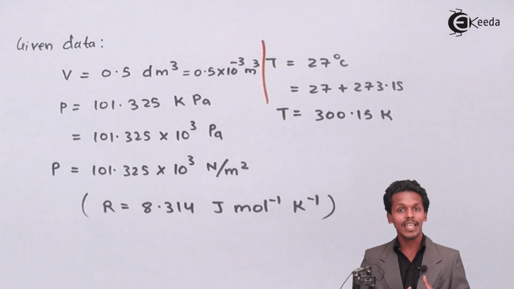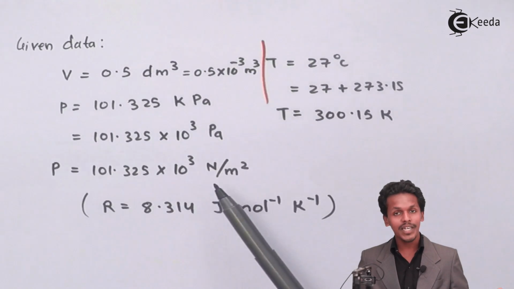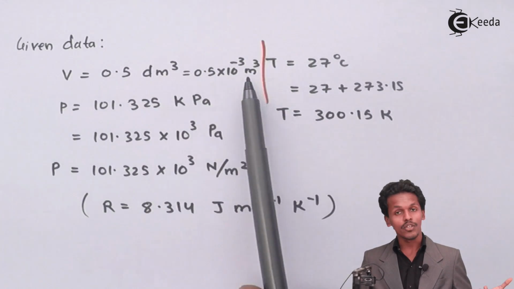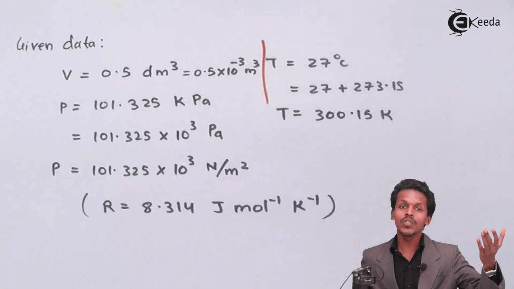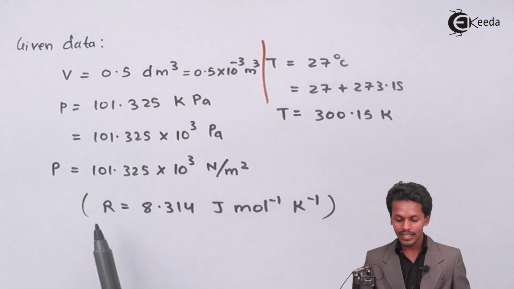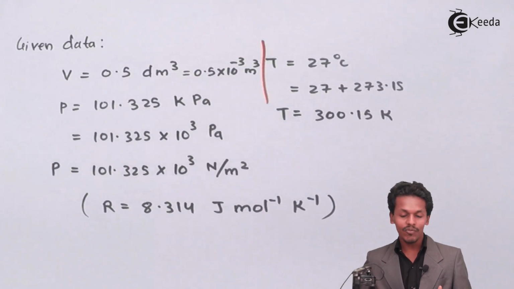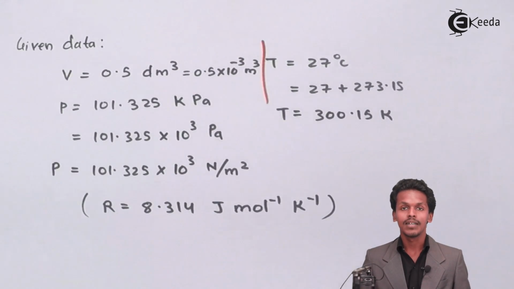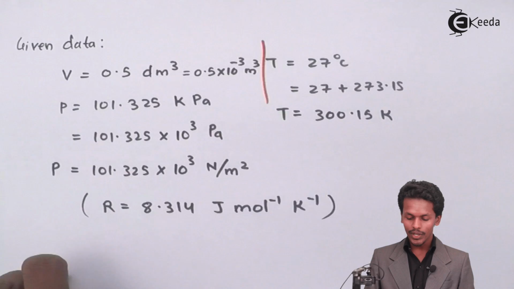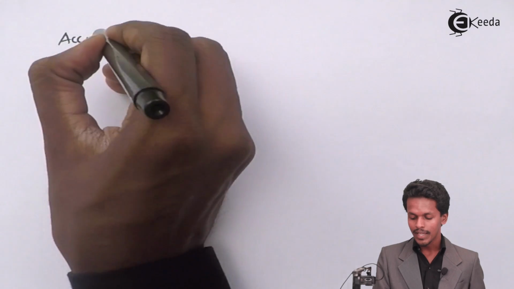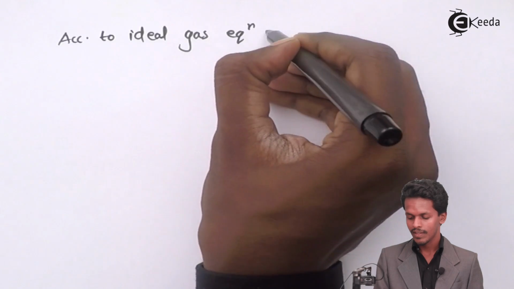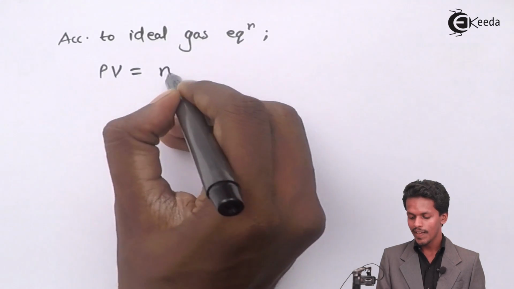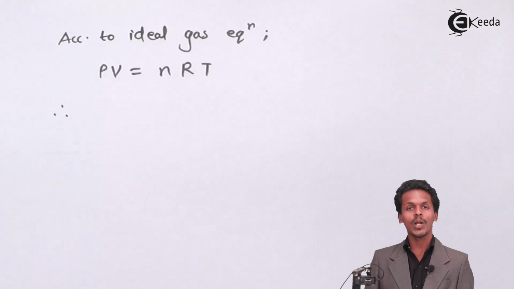In this condition, they have provided pressure in Newton per meter square, volume in cubic meter, and temperature in Kelvin. So among those values, we choose R as 8.314, and now it will be easy to calculate the answer. I'll write the formula of the ideal gas equation. According to the ideal gas equation, PV equals nRT, and in this case we have to calculate the value of n.